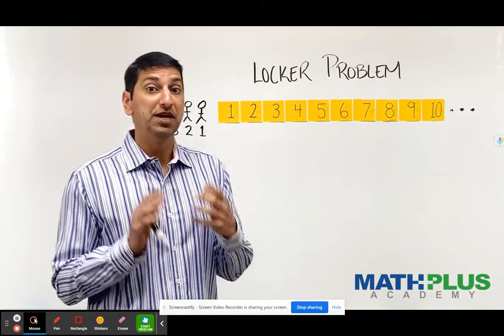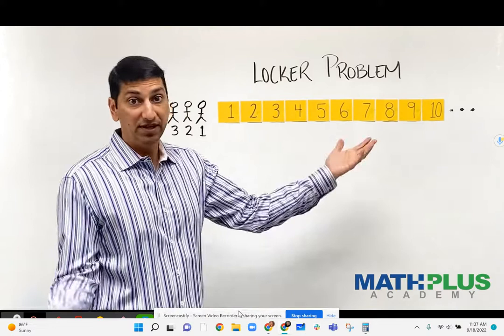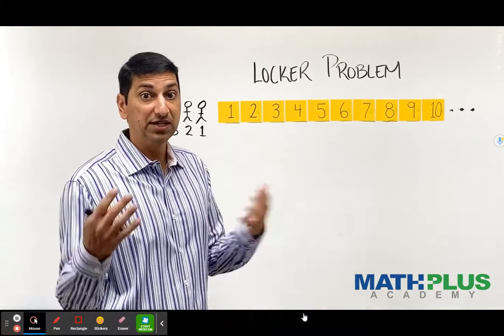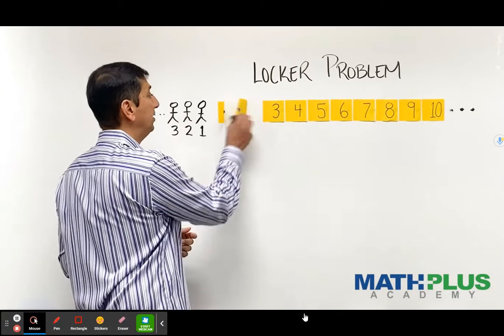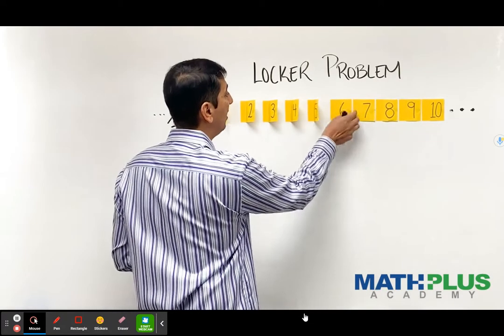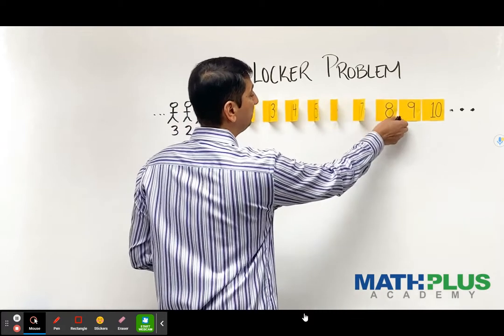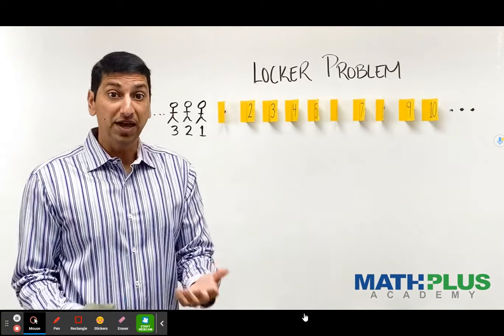And this is what they're going to do. The first person is going to walk by and just open all of the lockers, which are currently closed. So person one is going to open number 1 and number 2 and number 3 and so on until all of our lockers are open, all the way to 100. And then we'll be done with the first person.